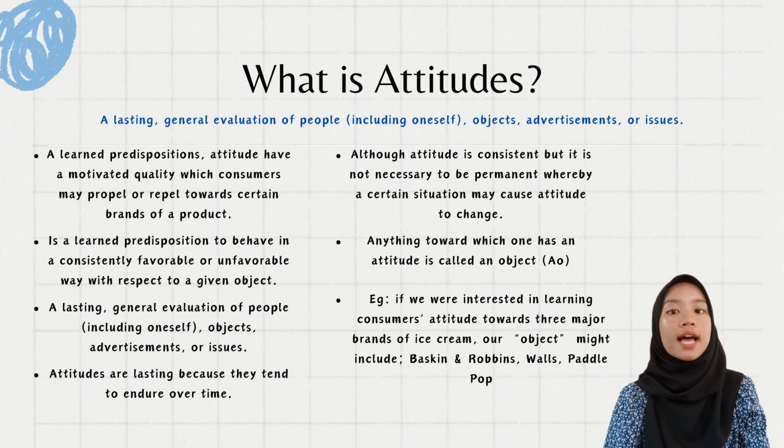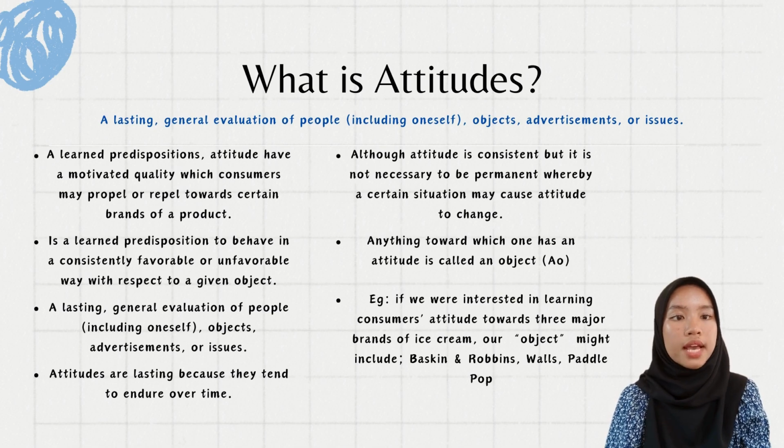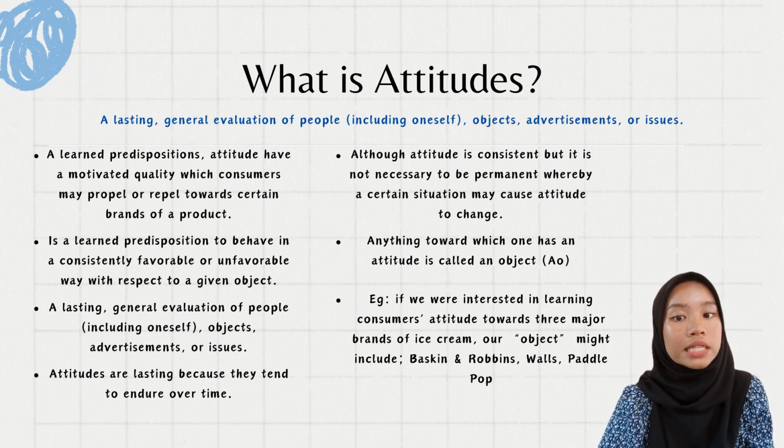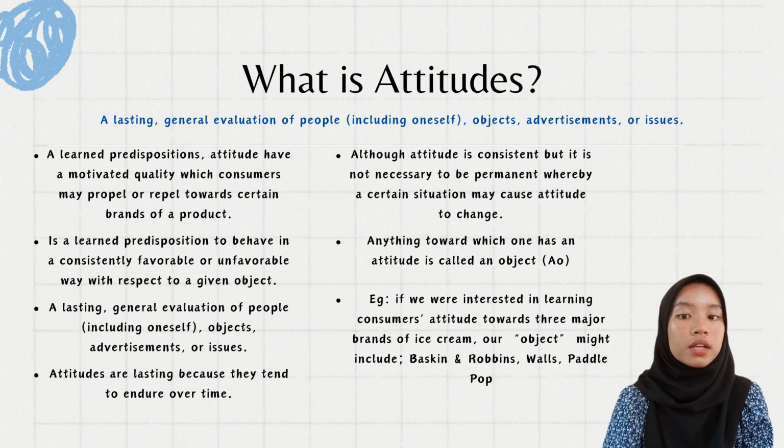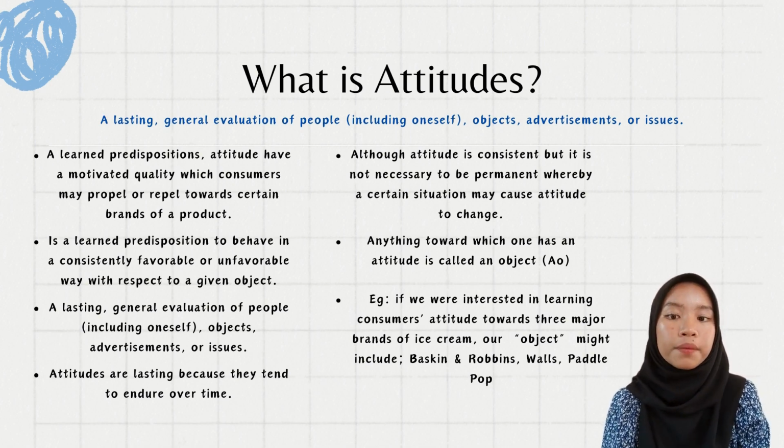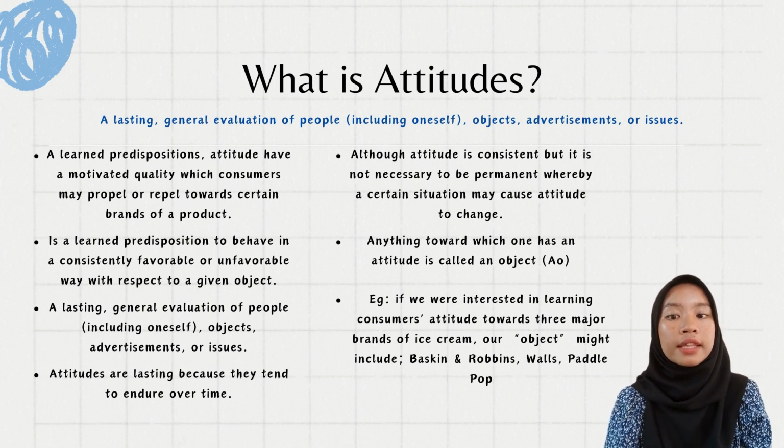What is attitude? Attitude is a lasting general evaluation of people, objects, advertisements, or issues. A learned predisposition, attitude has a motivated quality, which may propel or repel consumers towards certain brands of a product. It is a learned predisposition to behave in a consistently favorable or unfavorable way with respect to a given object. Moreover, attitude is a lasting general evaluation of people, objects, advertisements, or issues.